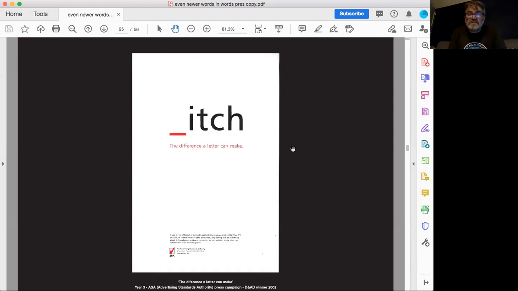So the real key to this was a difference a letter can make, because it was all about writing a letter to complain. So once you had that line, that was a eureka moment, really. And then you started to look for words where you took a letter away. Okay, so I think I'll have to zoom into this.